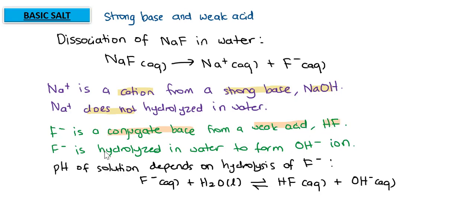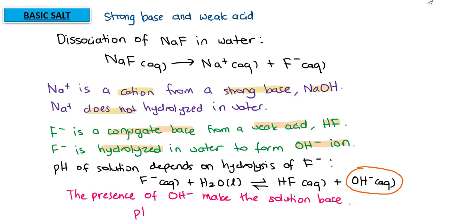F- will hydrolyze in water to form the OH- ion. The pH of the solution will depend on the hydrolysis of the F- ion. The presence of the OH- ion in the solution makes the solution basic. Thus, the pH of the solution is bigger than 7 and the sodium fluoride is a basic salt.